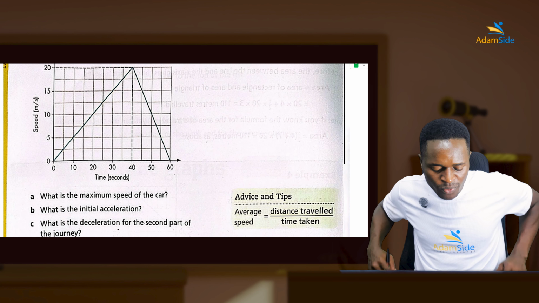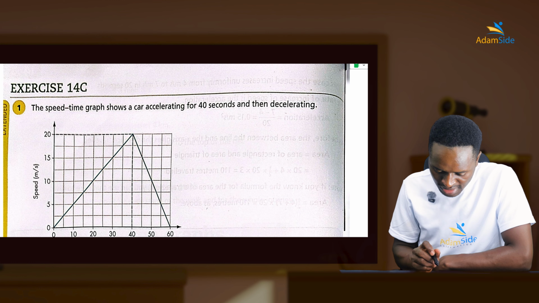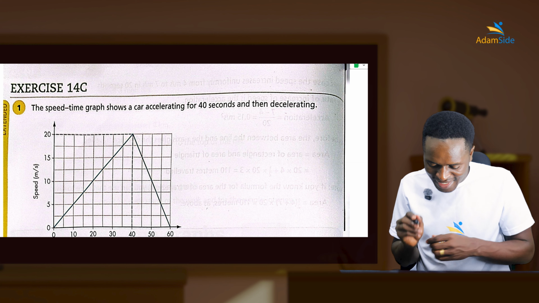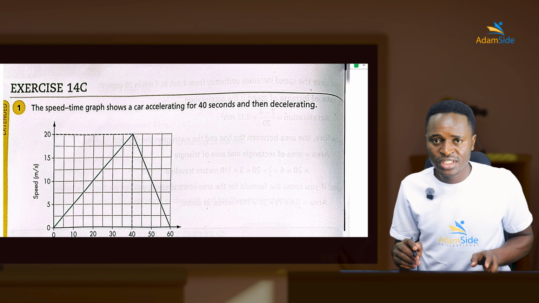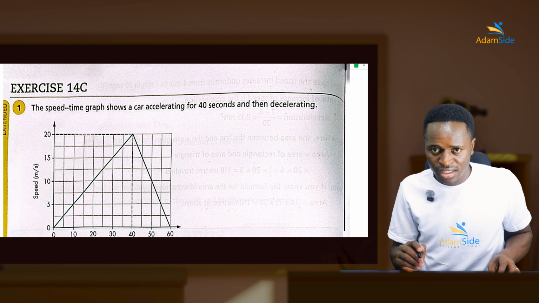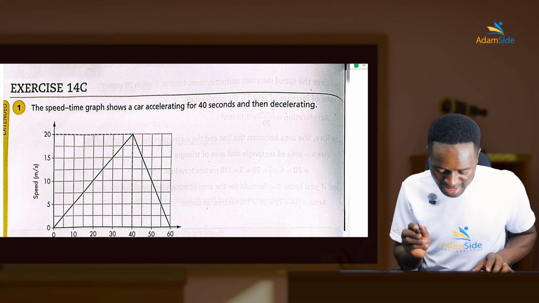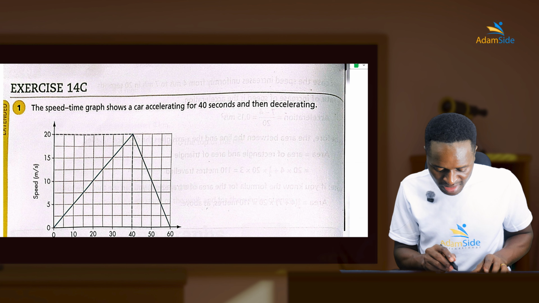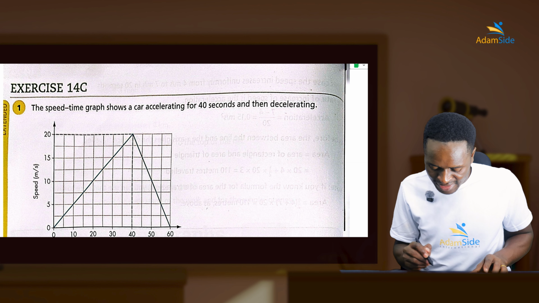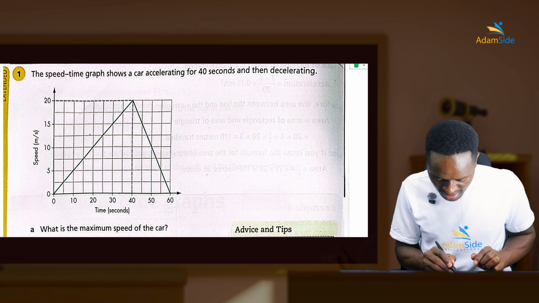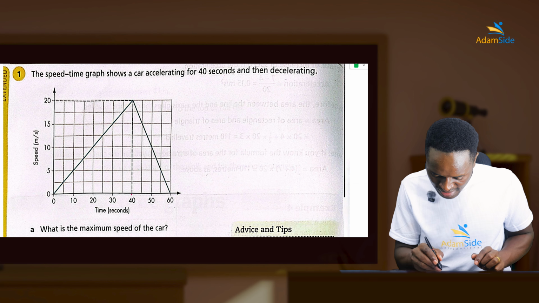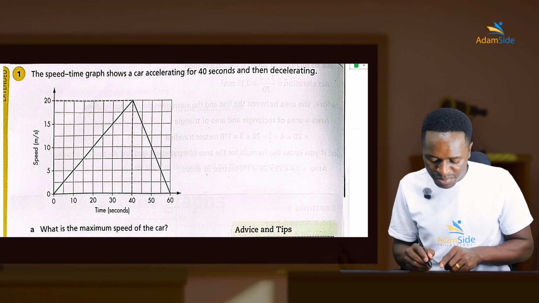Let's go to the question. This is an exercise. They say the speed time graph shows a car accelerating for 40 seconds. What is acceleration? It is the rate at which speed changes per given time. The speed time graph shows a car accelerating for 40 seconds and then decelerating. And then what is the maximum speed of the car?